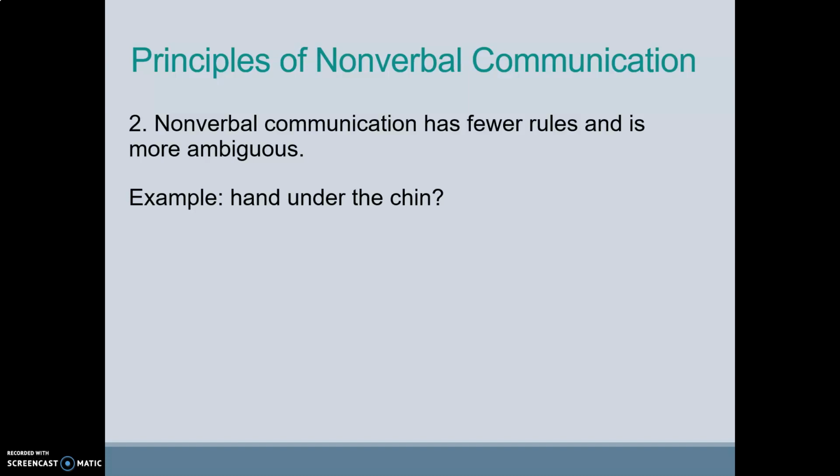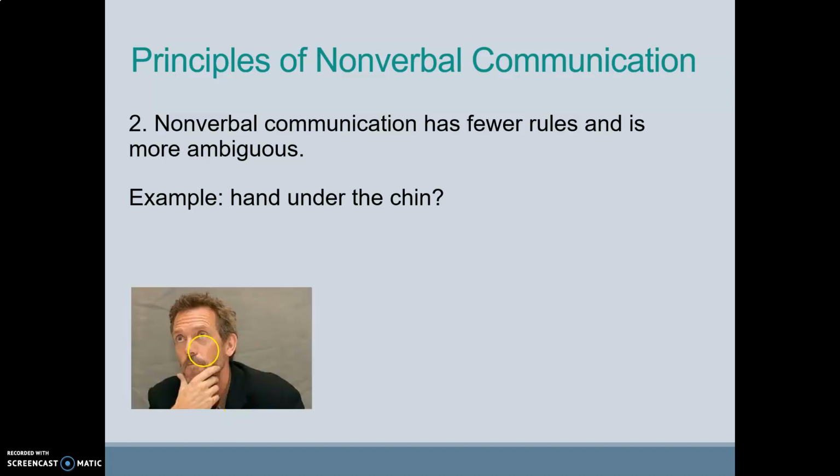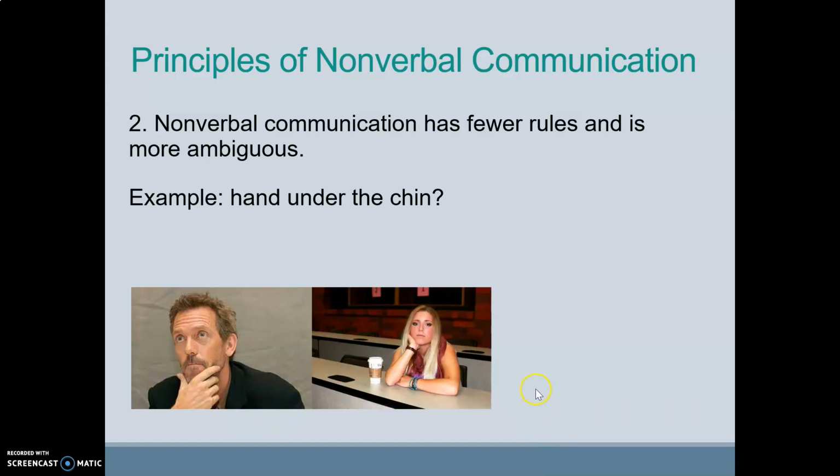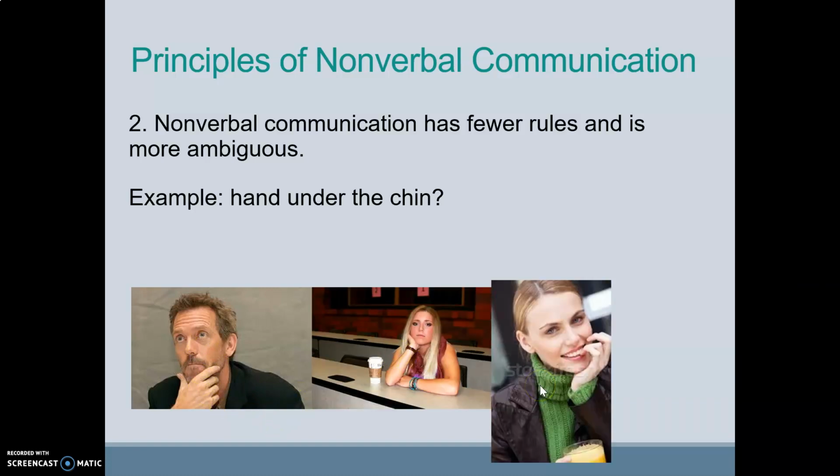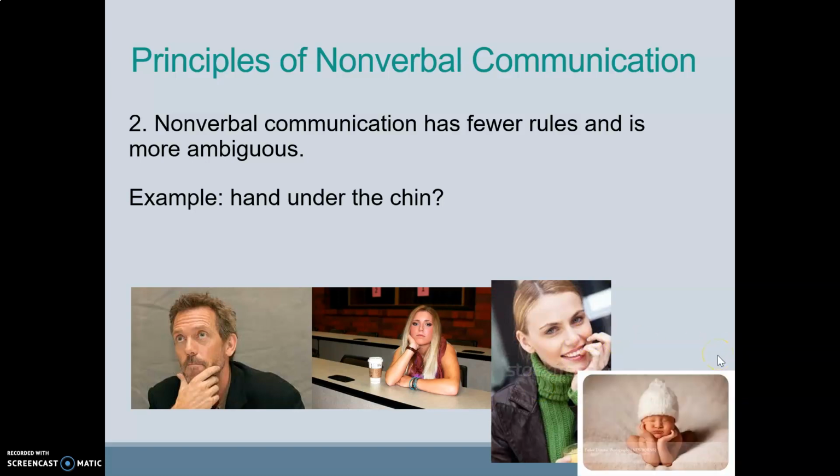Well, depending on the different situations, people may draw different meanings from this same hand gesture. It could mean that I'm thinking, or I'm bored, or I'm flirting with you, or I'm just striking a pose to take a picture here. So these examples illustrate the idea that nonverbal communication sometimes could be really ambiguous, and people may have different interpretations for the same nonverbal cue.